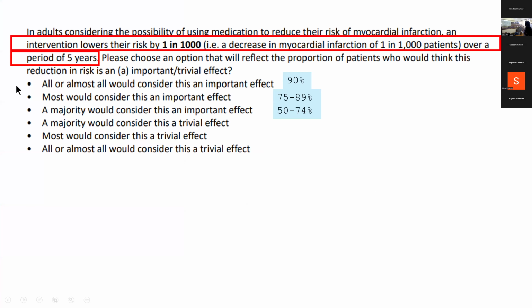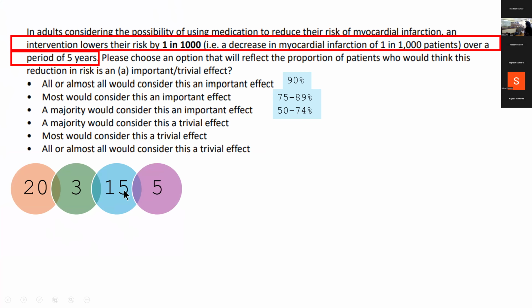So the panel leader will ask a question. In adults considering this intervention, it reduces the risk of MI by 1 in 1,000 over a period of 5 years. How many of you would think this is an important benefit? Your intervention is going to reduce the risk of MI by just 1 in 1,000 patients over 5 years. Do you think it's important? No. Suppose I say it reduces the risk by 20. Is it important? Yes. Is 3 important? What about 15? It's important.